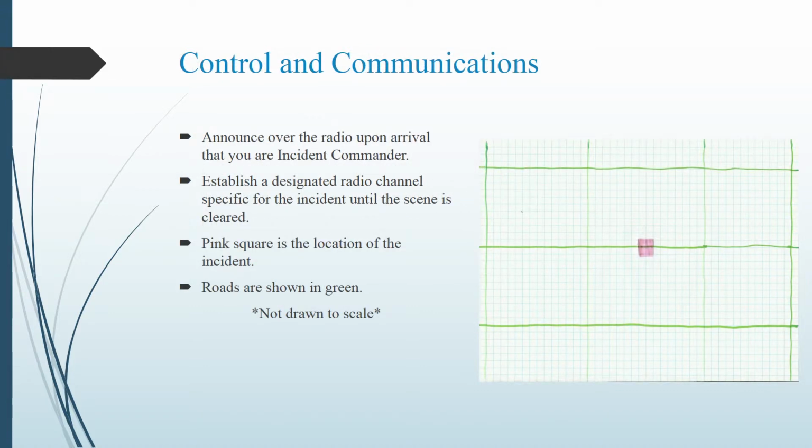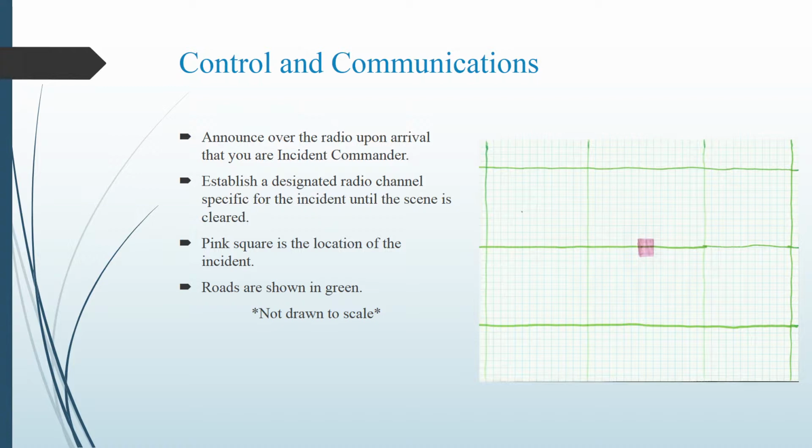The first task to be completed is establishing control and communications. Control refers to control of the situation or taking over as leader. First, you should announce over the radio upon arrival that you are the incident commander. This allows people to know who to report to. You should then establish a designated radio channel specific for the incident until the scene is cleared.